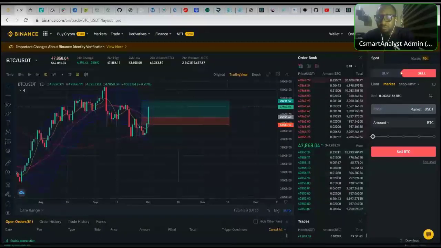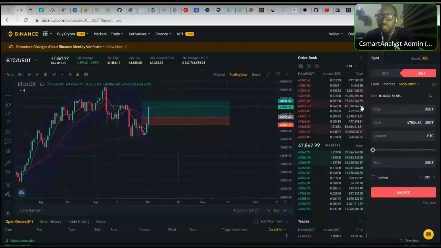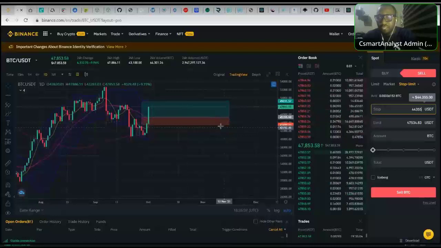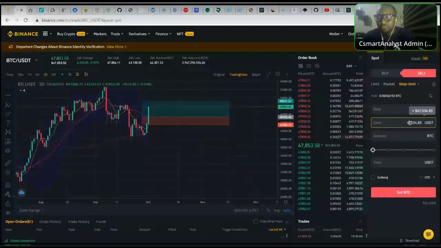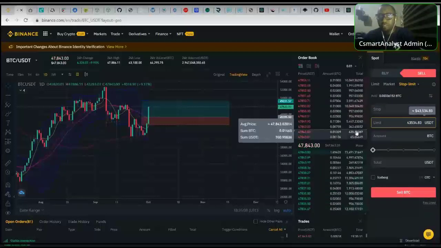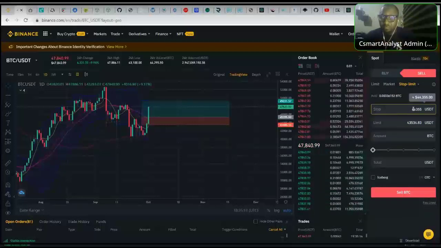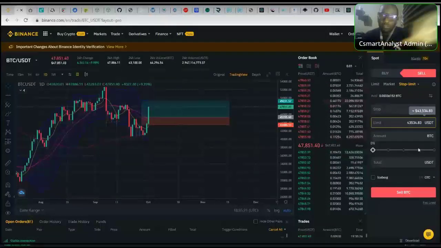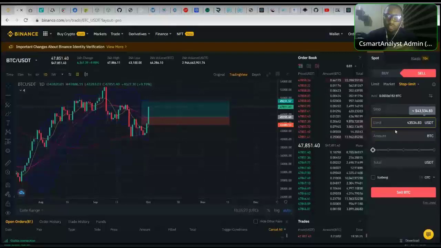It's limits, with limits you enter the trigger price. That is, if it gets to 44,355, it should trigger. And when it gets to 43,480 or 5 something, it should sell. That is, when it gets to this price, it should trigger your trade. And when it gets here, it should sell off. Then you enter the amount you want to sell. If you want to sell 100% or probably 50% of it, you can sell it. Okay, so that is how to place that trade for sell.